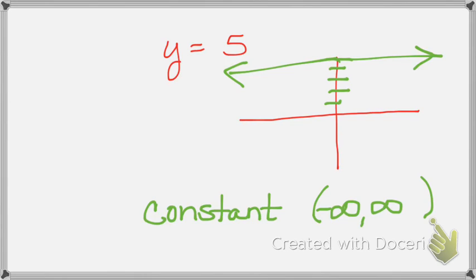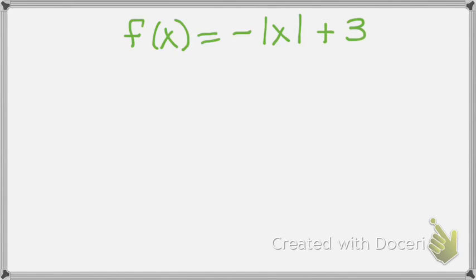Okay, so what if I have this? Let's see, I've got f of x is equal to negative absolute value of x plus 3. So I have what? You have absolute value, that's flipped, upside down absolute value, moved up 3. So it looks something like this.